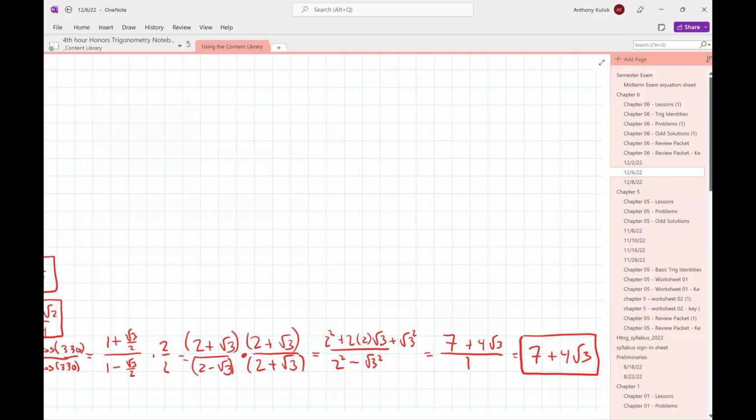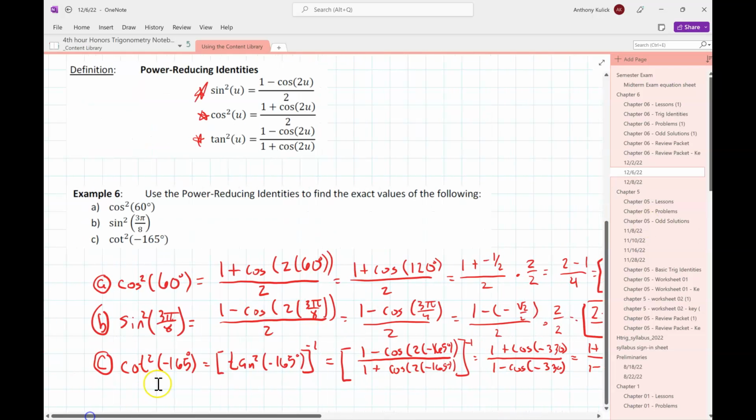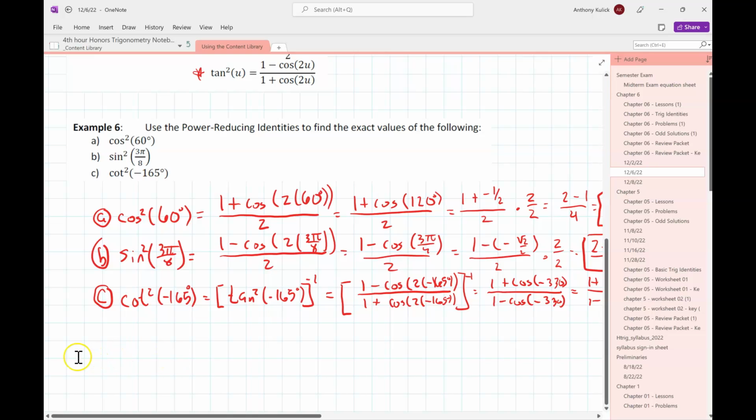Neato! So again, we can use these identities to find the exact value of angles that we couldn't ordinarily do anything with on the unit circle, correct? Couldn't do a thing prior to this with cotangent squared of negative 165. Not a thing you could do with that without these identities.